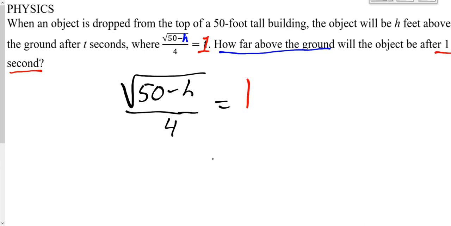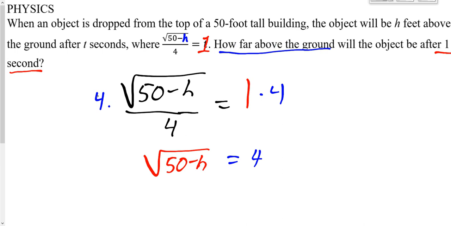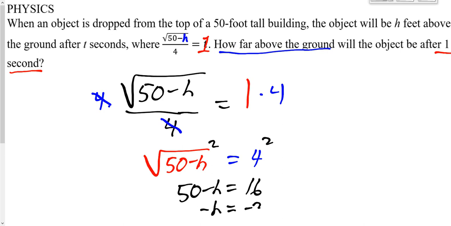Well, I got to get the root by itself, so I got to undo that dividing by 4. So I'm going to multiply both sides by 4. On the left side, timesing by 4 cancels out the dividing by 4. Once the root's on one side by itself, it's just like our prior problems. And then subtract a 50 from both sides. And then we get h to be 34.